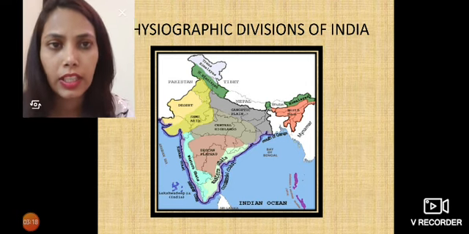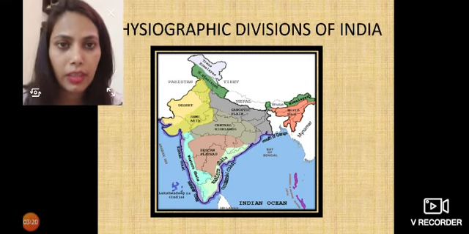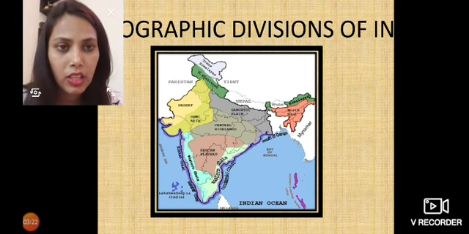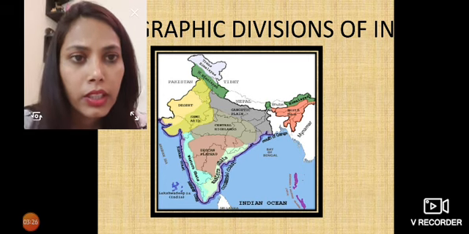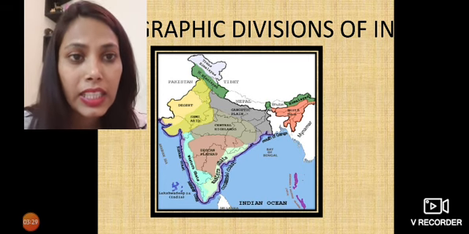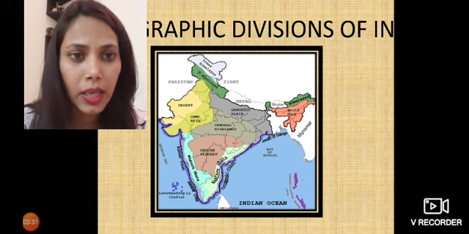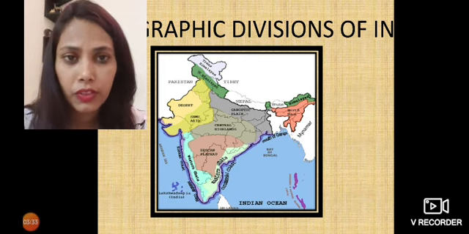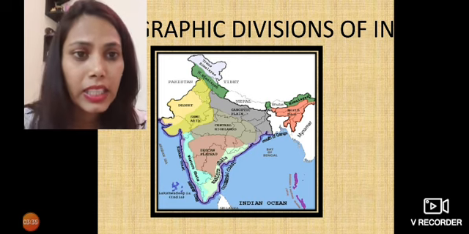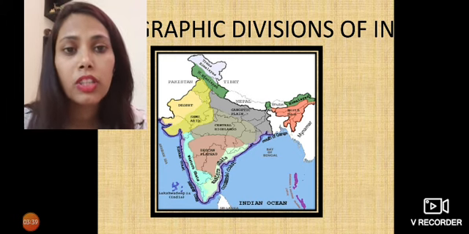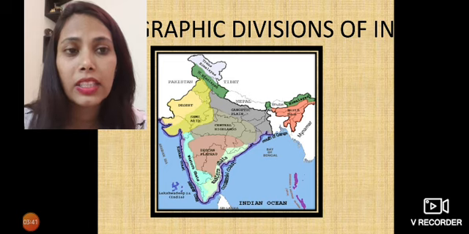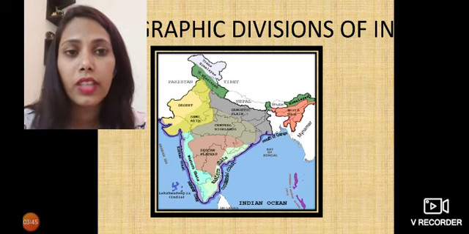Physiographic divisions of India. Again, let's see in the map here. In the north you will find in green the Himalayas. That's the first physiographic division. Second is the grey part in the north where Nepal is written. To the south of Nepal you will find Gangetic Plain written. That is the northern plains, the second physiographic division.